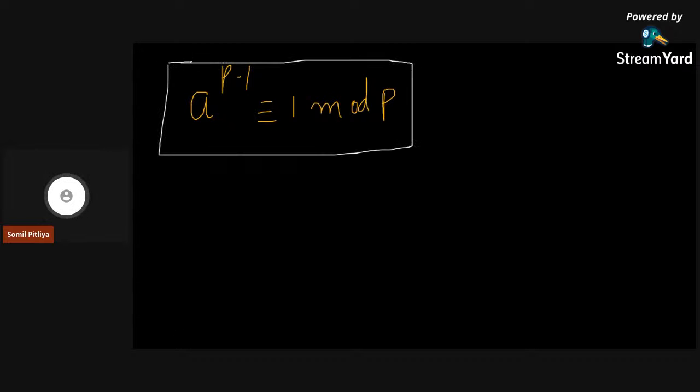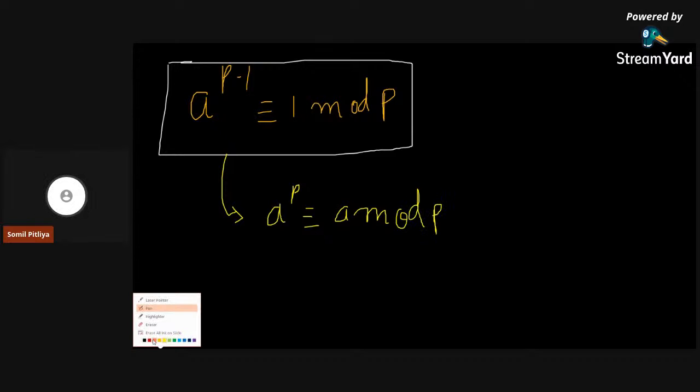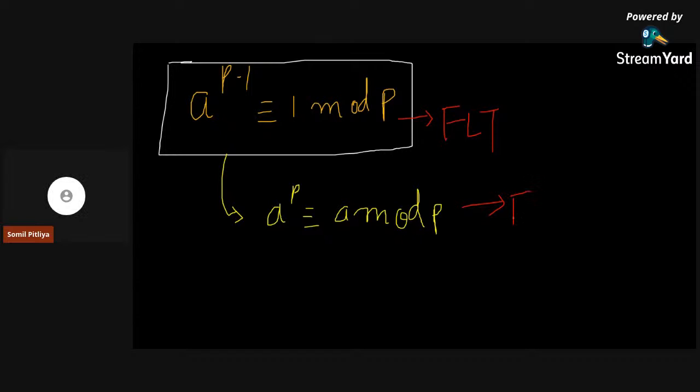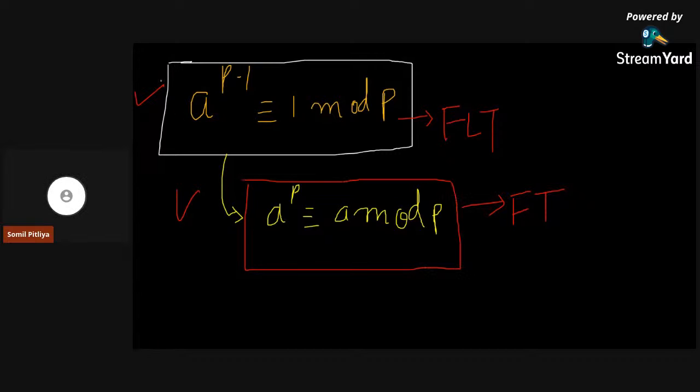I can also multiply a on both sides, as the GCD of a comma p is 1. So I get a raised to power p is congruent to a modulo p. Now this is my Fermat theorem. It is just a game of names. It is my Fermat Little theorem, FLT, and this is my Fermat theorem, just FT. Both are the same only, but the proof is more important. It is a raised to power p minus 1 is congruent to 1 modulo p.